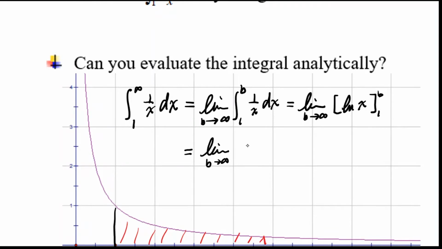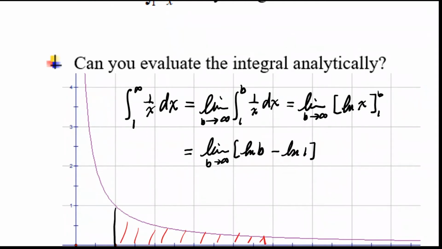b approaching infinity of, so we have ln b. Oh, by the way, why do I not have absolute value around ln? Because the antiderivative of 1 over x is ln absolute value of x. Somebody answer that question. Because it goes from 1 to positive infinity.